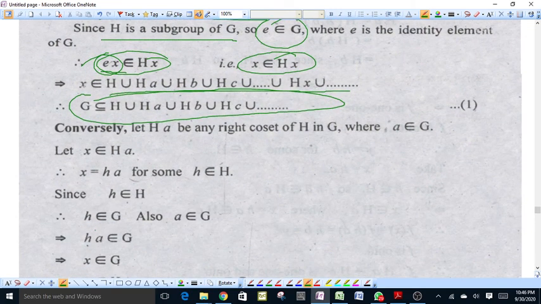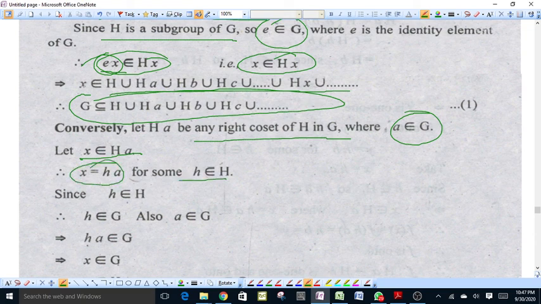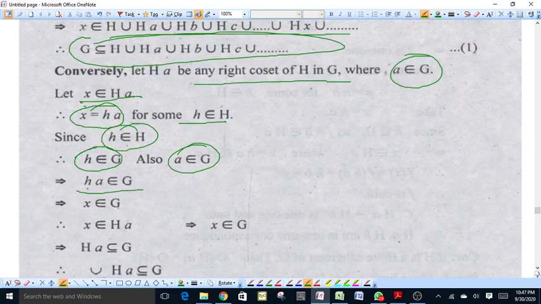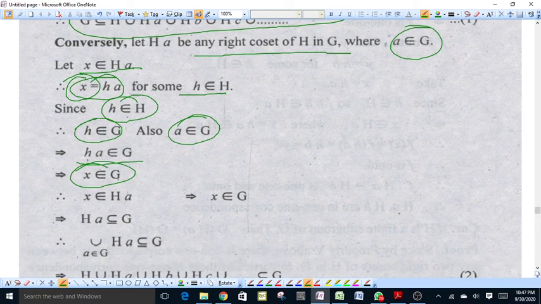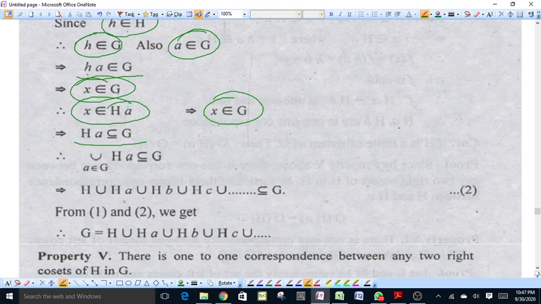Conversely, let us take Ha be a right coset of H in G, where a is an element of G. Suppose x belongs to Ha, therefore x will be equal to ha for some h in capital H, subgroup H. Because h belongs to H and h also belongs to G, because H is a subgroup of G, and also a belongs to G, this means ha also belongs to G. Because ha is equal to x, this means x belongs to G. x belongs to Ha means x belongs to G, this means Ha is a subset of G. Similarly, Hb is a subset of G, similarly Hc is a subset of G, this means the union of all the right cosets is a subset of G.